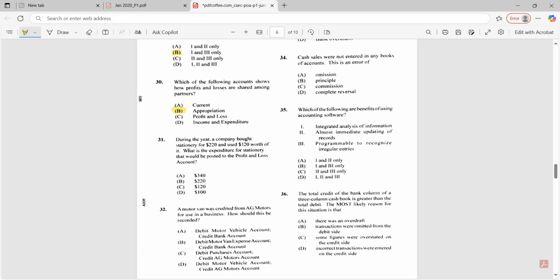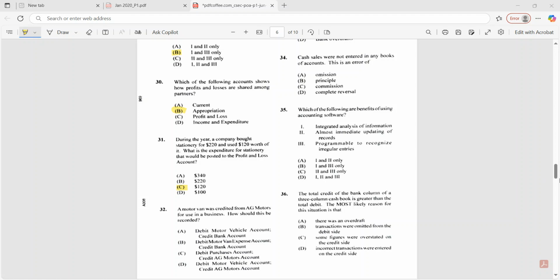During the year, a company bought stationery for $220 and used $120 worth of it. What is the expenditure for stationery that would be posted in the profit and loss? It is the 120 because that is what we used for that year.